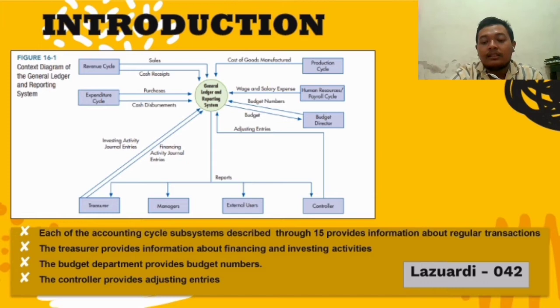And then the last is the controller, who provides adjusting entries. We know that the controller controls every cycle that happens in a company, so they provide adjusting entries. It means that at the end of the period, we need to adjust some transactions and some accounts that happen in the company for that period.